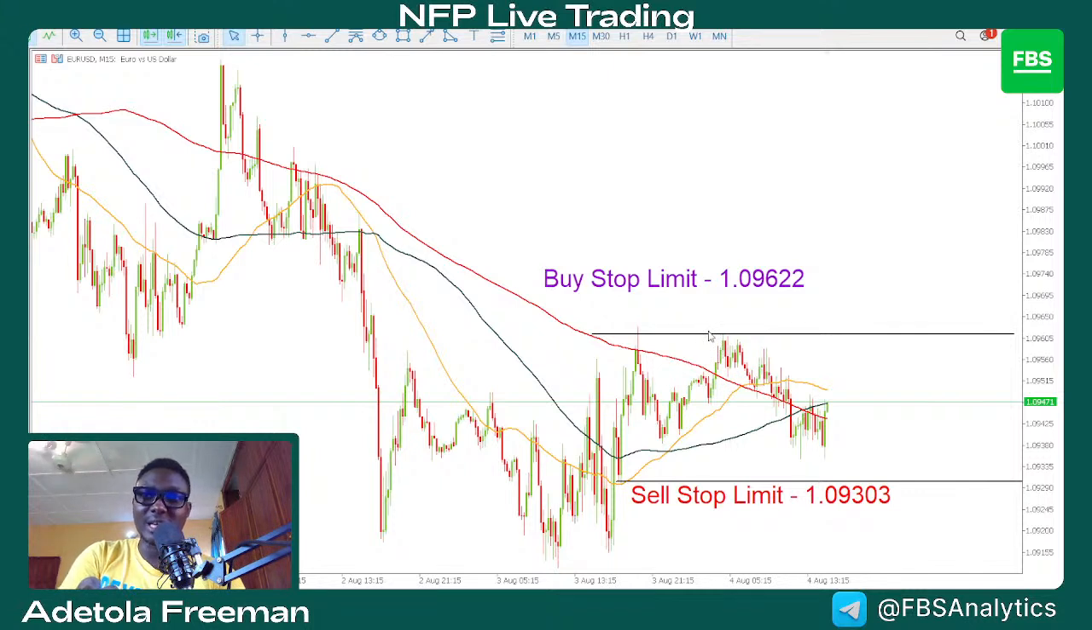You can see that I have marked out the resistance. I have also marked out the support. Such that if price breaks the resistance, I have a sell stop limit below this resistance, because I believe that if price can break below this level, it's just going to sell all the way down. Then we have a buy stop limit at 1.09622, which means that if price can summon the sufficient liquidity to break above this level, price is most likely going to continue all the way. This is what we call the straddle trading strategy.